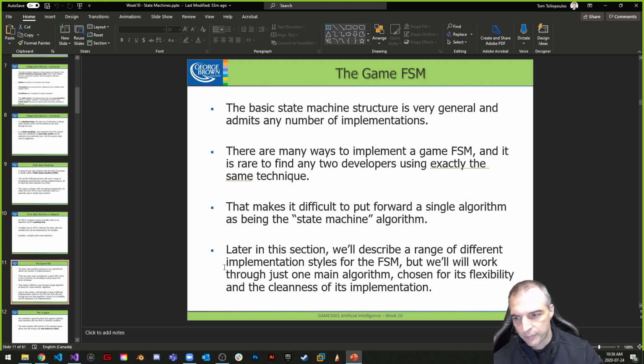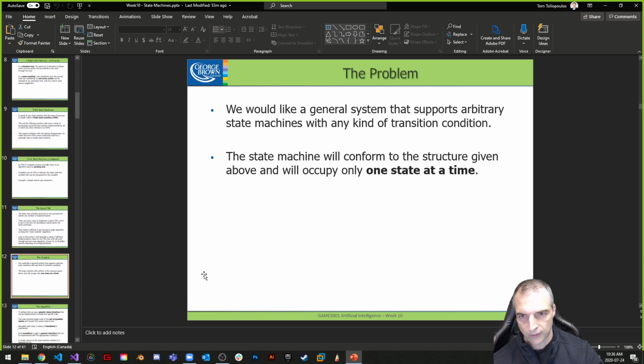Then in the book, what they start talking about is the problem that they want to solve. So here's the problem they want to solve. This is the author. The author basically says we would like to create a general system that supports arbitrary state machines with any kind of transition condition. All right, and the state machine will conform to the structure given above.